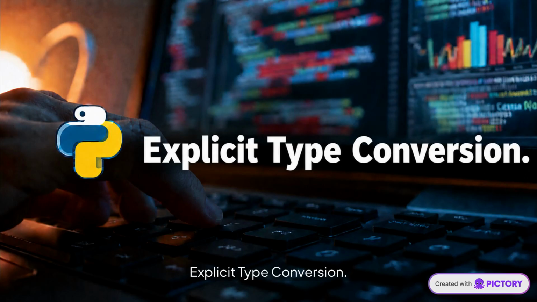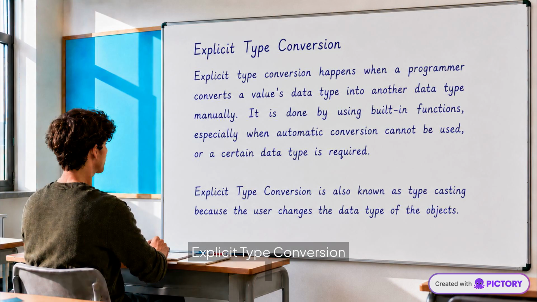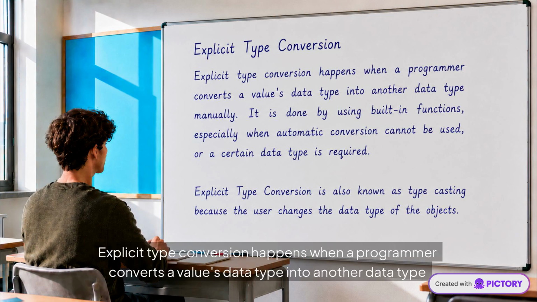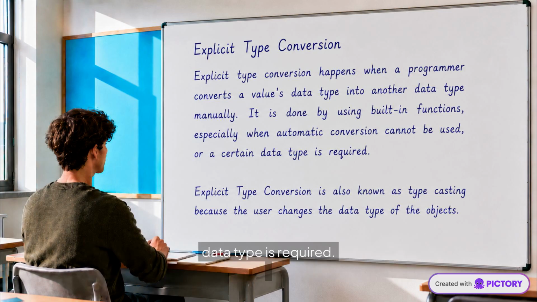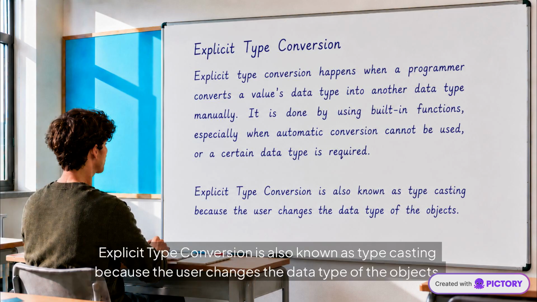Explicit type conversion. Explicit type conversion happens when a programmer converts a value's data type into another data type manually. It is done by using built-in functions, especially when automatic conversion cannot be used, or a certain data type is required. Explicit type conversion is also known as typecasting because the user changes the data type of the objects.